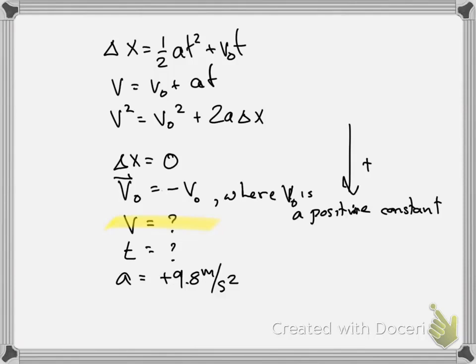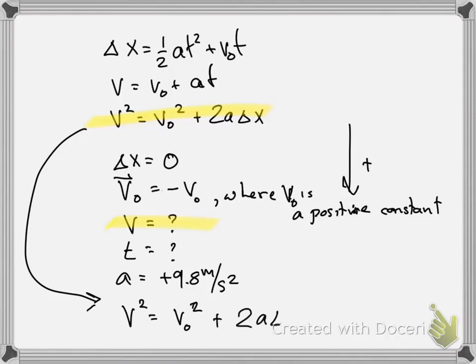We don't know time and we don't care about time here, so the first two may not be the most useful, and the third equation is going to be the most useful. If we plug into the third equation, what we end up getting is that V squared equals V0 squared. This is why the negative sign doesn't matter, because we're squaring it anyway. Plus 2a delta x. If we then solve that, delta x is 0, and so we simply get that V squared equals V0 squared.